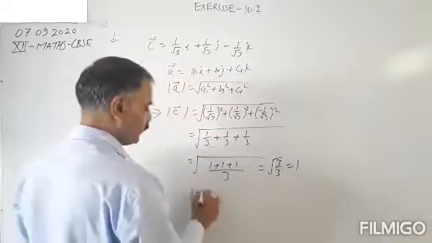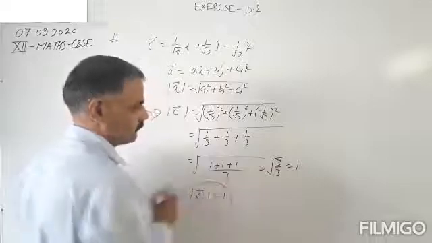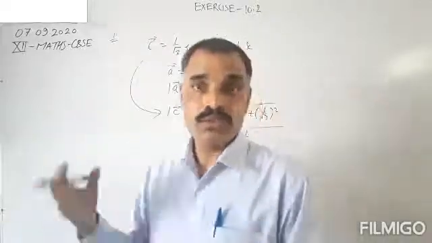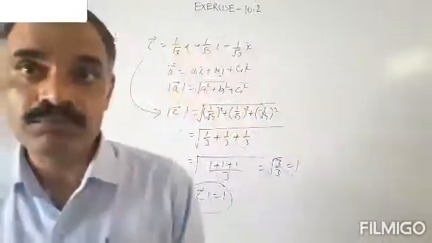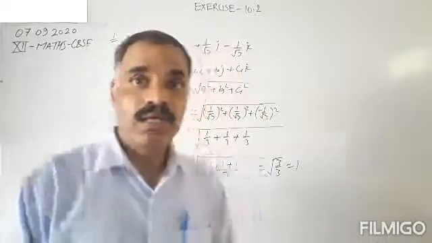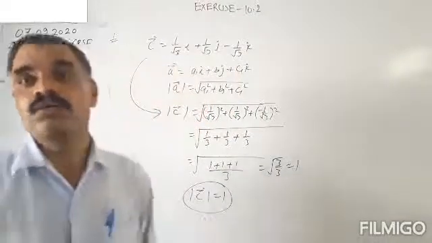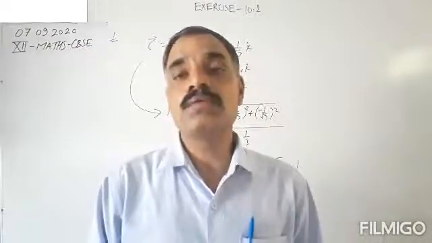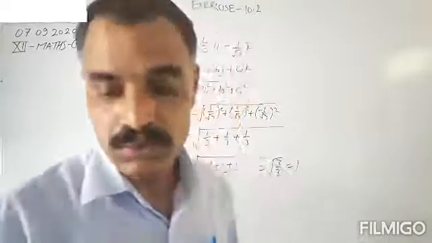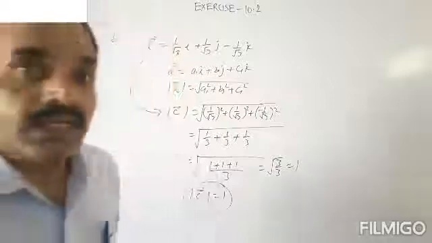Okay, so magnitude of C vector is equal to 1. So C vector is a unit vector, as its magnitude is equal to 1. Okay, so this was question number 1 of the exercise 10.2. Now let us take the next question.